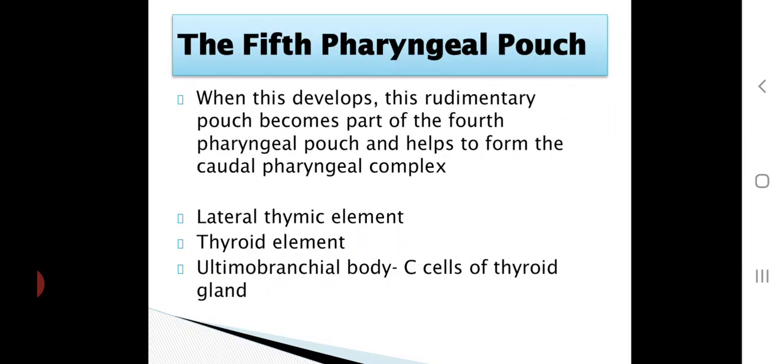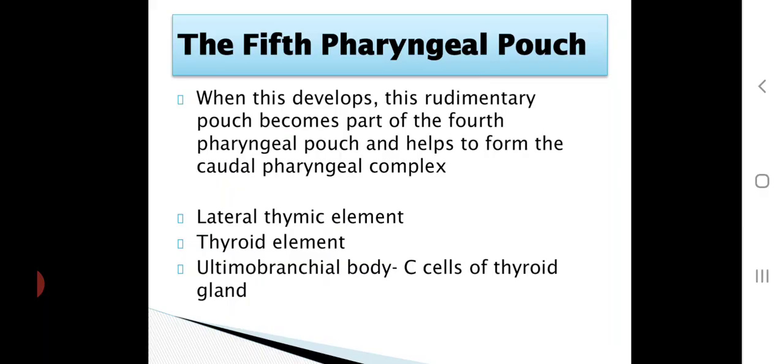This fifth pharyngeal pouch is rudimentary. Even though it is rudimentary, it becomes a part of the fourth pharyngeal pouch. So the fourth pharyngeal pouch, what does it give rise to? Already we learned that it gives rise to the superior parathyroid glands. Apart from that, a part of the fourth pouch joins with this rudimentary fifth pouch, so that it will be called the caudal pharyngeal complex. So this may be the short notes for you.